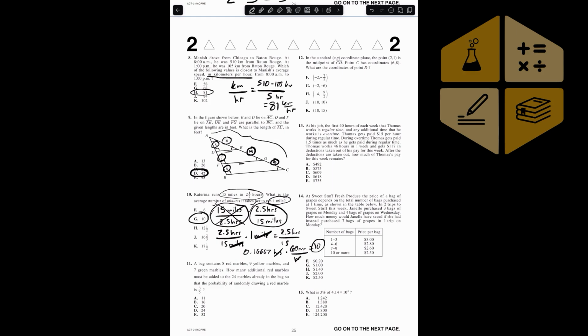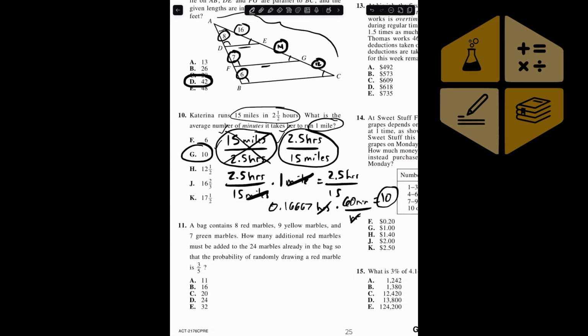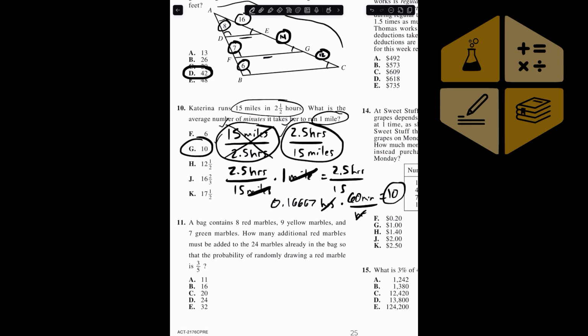Number 11. A bag contains 8 red marbles, 9 yellow marbles, and 7 green marbles. How many additional red marbles must be added to the 24 marbles already in the bag so that the probability of randomly drawing a red marble is 3/5? Well, let's figure out the probability of drawing a red marble as it stands now. That would be the number of red marbles, which is 8, divided by the total number of marbles, which is 7 plus 8 plus 9, because we're told there's 7 green, 8 red, and 9 yellow. And that equals 8 over 24, which is the same thing as 1/3 as it stands.